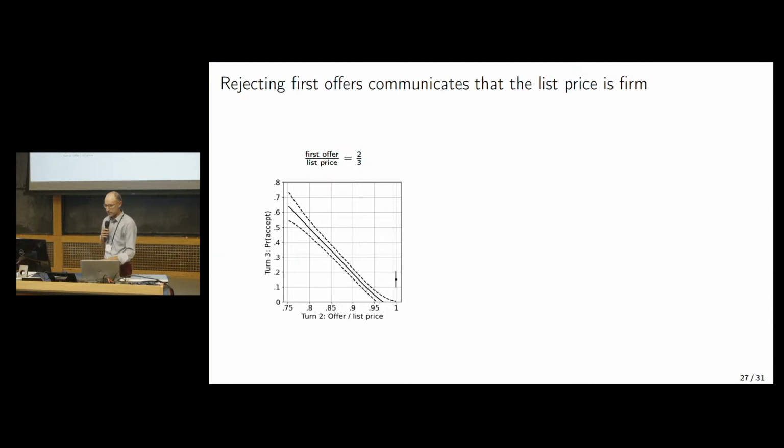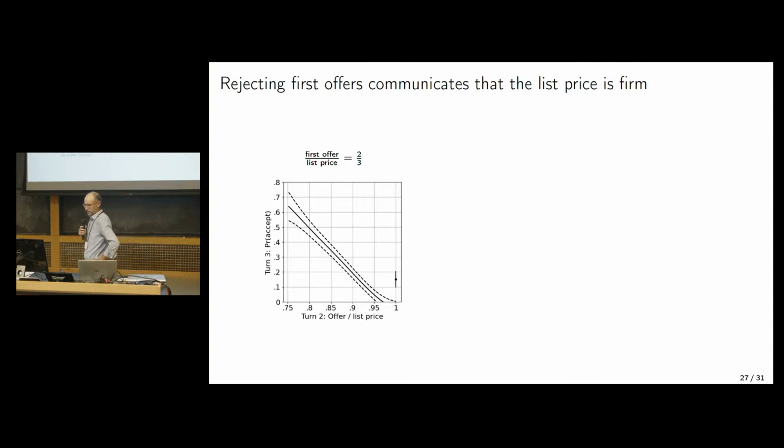Okay, and the reason why this rejection strategy works so well, and this is the last analysis that I'll show before opening up the floor to questions, is because rejections communicate that the list price is firm. Okay, so how can we see that in the data? So again, these charts are all just analyses from the data. We're restricting here to instances in which the first offer is exactly 2/3 of the list price. The horizontal axis is the seller's response.